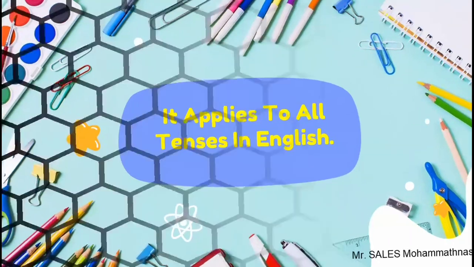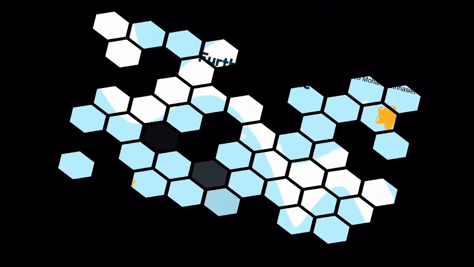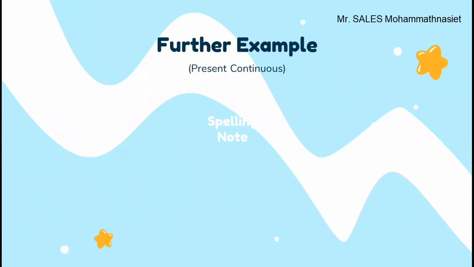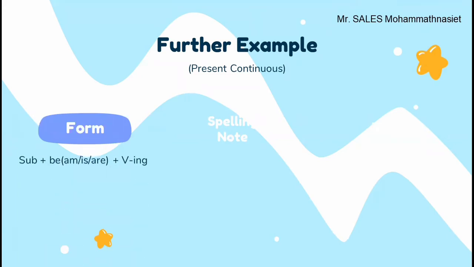Okay, so a further example on the present continuous. The same thing. You need to follow our three important steps. So the first one is form. How can we form present continuous? Present continuous can be formed by using subject plus be, am, is, are here, plus verb ing and the optional object. Okay, and then we learn about the spelling note of present continuous.